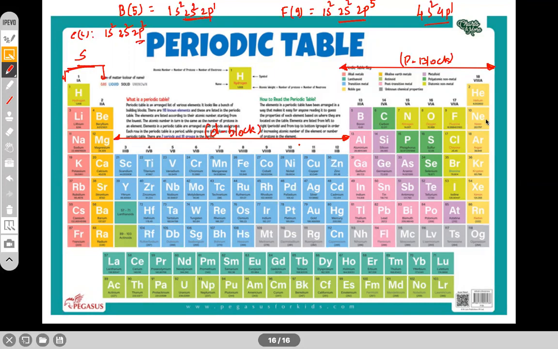If you see these groups in terms of A and B, the number before A and B that is written here is the number of electrons present in the outermost shell. Like 1A, one electron in the outermost shell; 2A, two electrons; 3A, three electrons; 4A, four electrons. For 13, 14, 15, 16, up to 18, if you have this number for group 13, 14, 15 elements, just subtract 10 from it, and you will get the number of electrons in the valence shell.